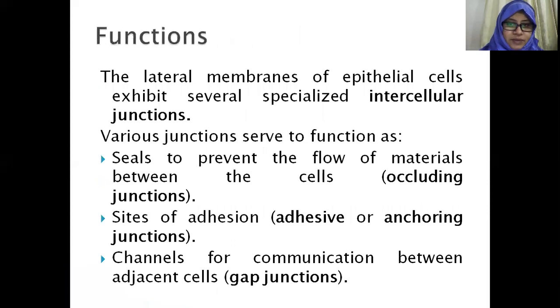The lateral membranes of epithelial cells exhibit several specialized intercellular junctions. Various junctions function to prevent the flow of materials between the cells, such as in occluding junctions, act as sites of adhesion in adhesive or anchoring junctions, or act as channels for communication between adjacent cells, such as in gap junctions.